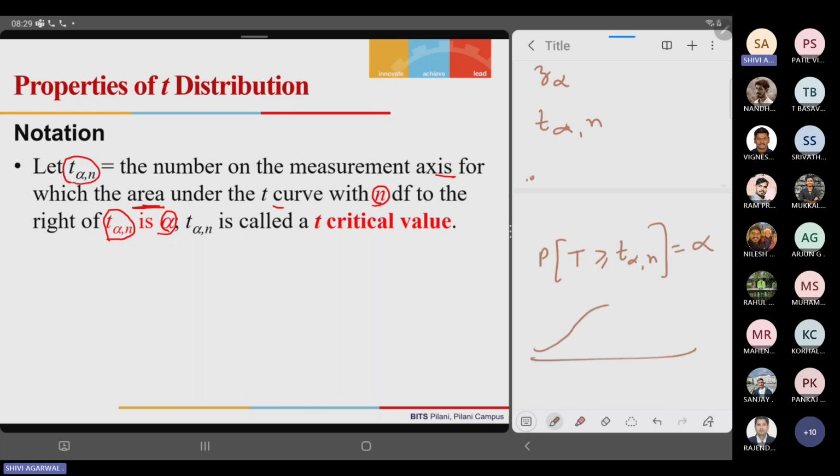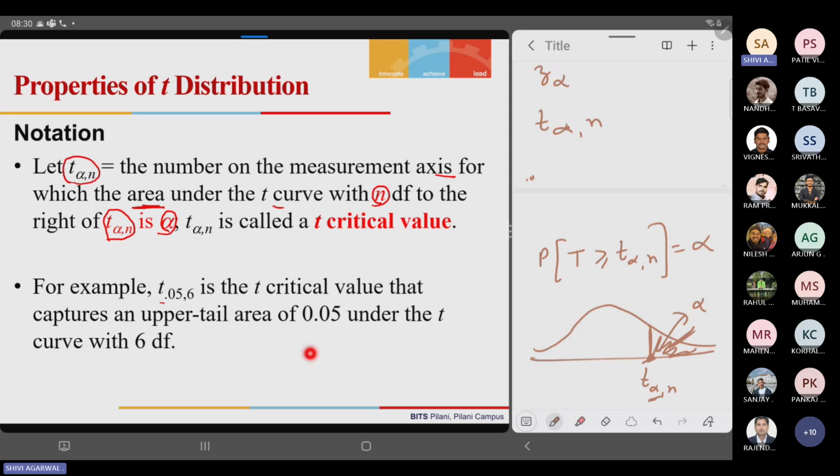Okay, so the curve is like this one. This point is T alpha for n degrees of freedom, and this area is alpha. So this alpha comes from the area of the right part of that point. For example, T of 0.05 of 6. Here the degree of freedom is 6, n is equal to 6. And what is the T critical value? Here alpha is 0.05, so the area on the right hand side is 0.05, with 6 degrees of freedom.